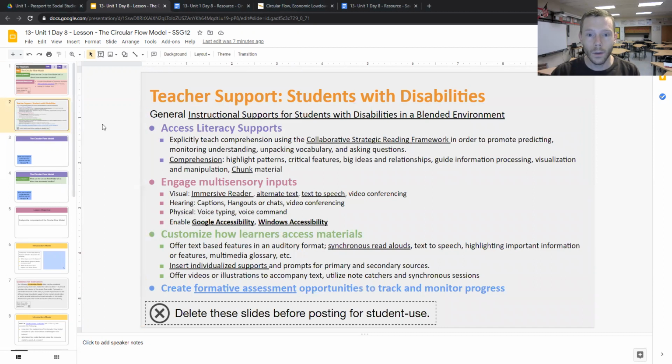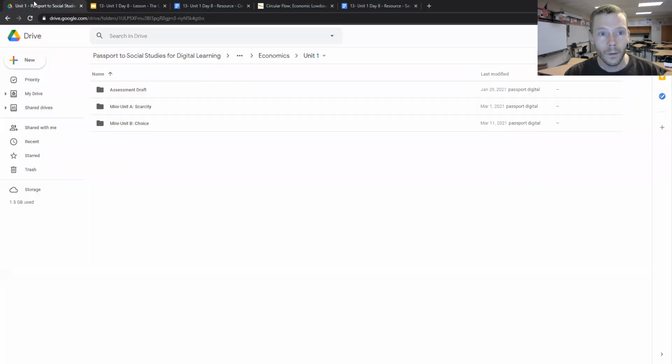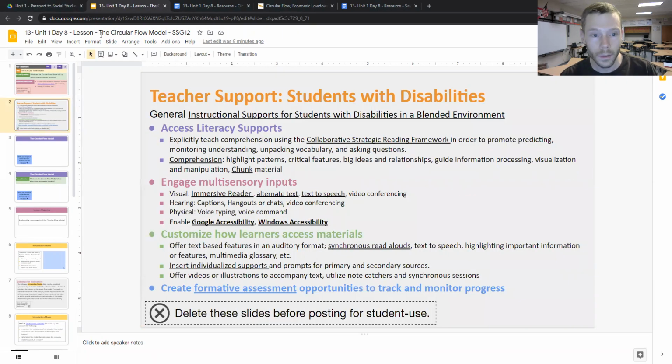And the second thing that I want to just point out to everybody is where this lesson came from. You can find all this material in your Google Drive as part of the Teach Hub, and for the Passport to Social Studies for Digital Learning. And day 8 comes from Mini Unit B on choice.